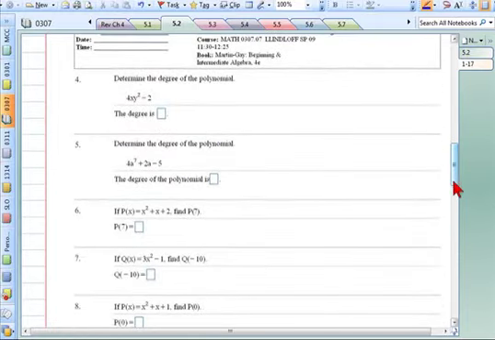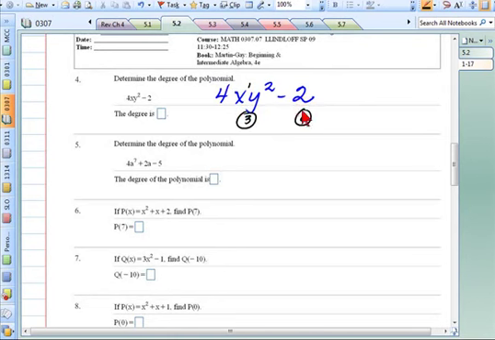A little bit more on degrees, but we're not classifying, just looking at degrees. This next polynomial is 4xy squared minus 2. I want to know the degree. 3. It is 3. The degree of the first term is 3. The degree of the second term is 0. And so the degree of the polynomial is 3, because we picked the big one.